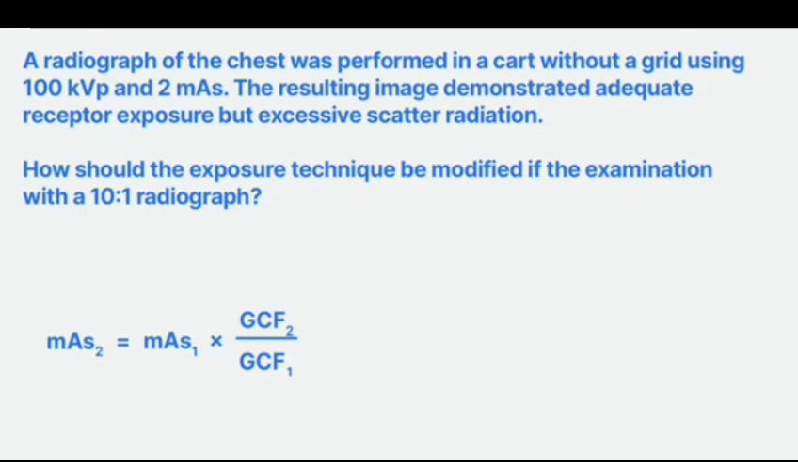So we'll start with the formula and insert all known variables. The formula is mAs2 is equal to mAs1 times grid conversion factor 2 over grid conversion factor 1. The original mAs was 2. The new grid conversion factor for a 10:1 grid is 5. The original grid conversion factor for no grid is 1. To calculate mAs2, that's the new mAs, we simply follow the math in the formula. The new mAs, that's mAs2, is equal to 2 times 5 divided by 1, which equals 10 mAs. That's all there is to it. There's no additional steps.